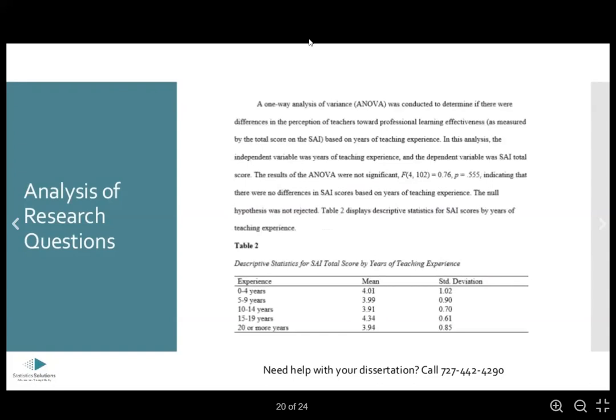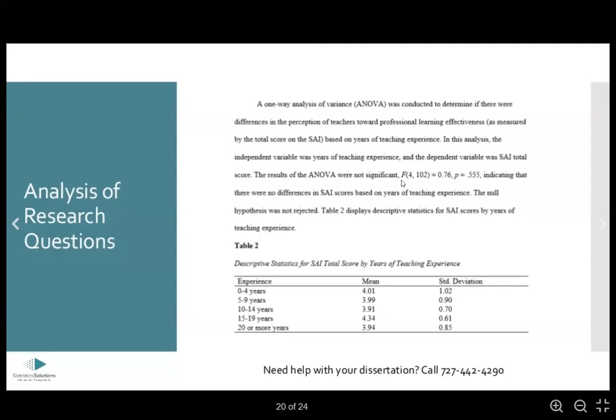In this example, the researcher conducted a one-way analysis of variance, so an ANOVA test. Here they wanted to understand if there were differences in the perception of teachers towards professional learning effectiveness. And in this case, they're using that same scale that we looked at in the previous two t-tests. Their independent variable here is the years of teaching. So we're looking at years of teaching as the independent variable and the scale as the dependent variable.